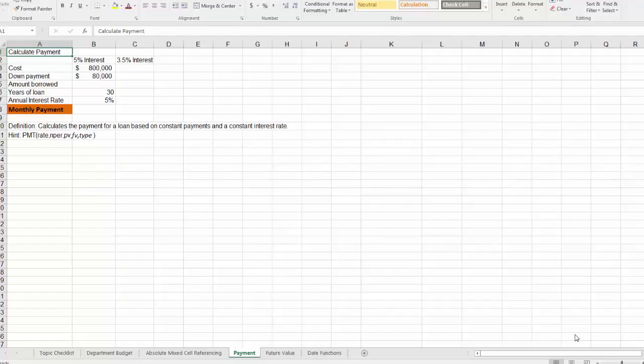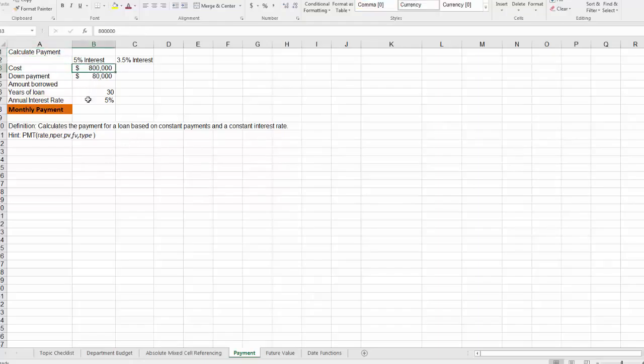In this example, we are going to calculate the monthly payment for an item that we're purchasing for $800,000. So let's say that we're purchasing a house. That would be around $800,000. Column B will be a scenario where we are given 5% interest. Column C is a scenario where we're given 3.5% interest.